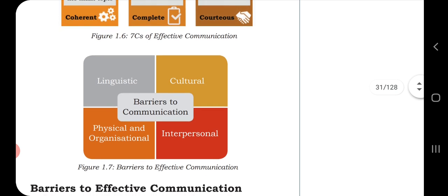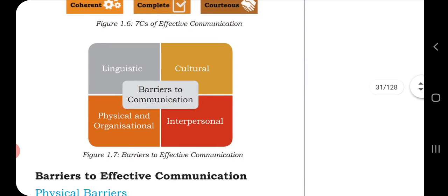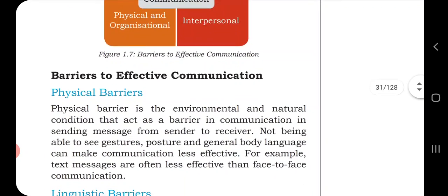Now we are going to see barriers to effective communication. There are 4 barriers to communication: linguistic, cultural, physical and organizational, or interpersonal. So these are the 4 barriers to effective communication. Let us see it one by one.